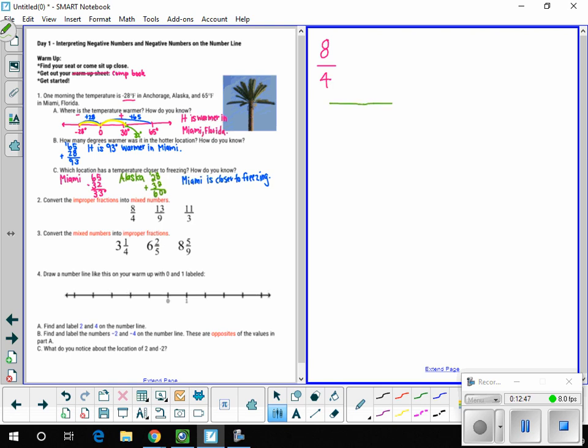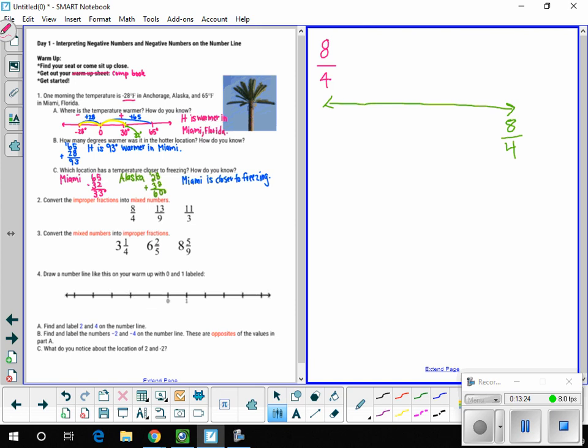Let's say 8/4 is right here. 8/4, and then if you see, this would be... We're going to turn it into a mixed number. I'm going to take it. Can I use your number line? Is that okay? Awesome. Okay.